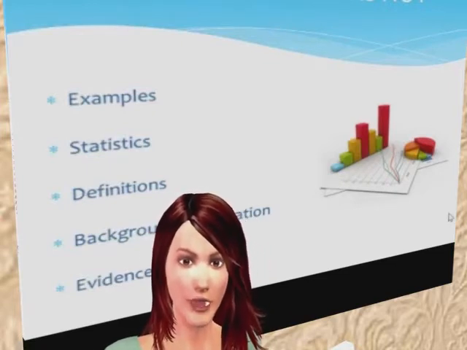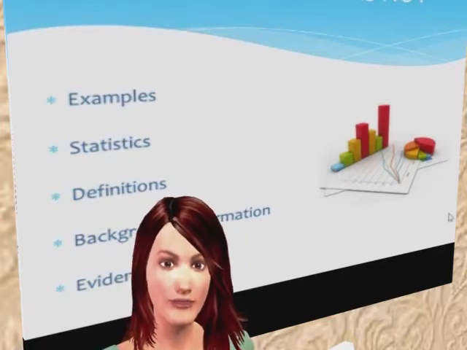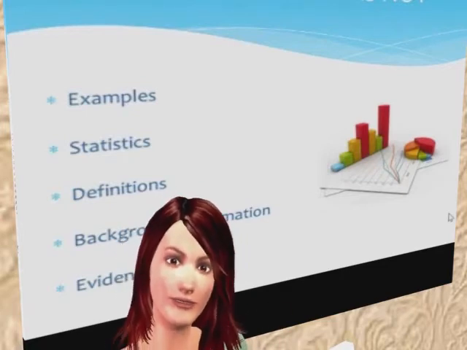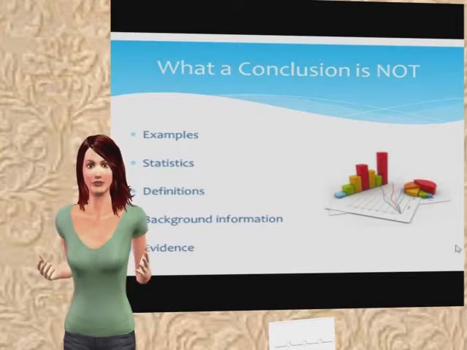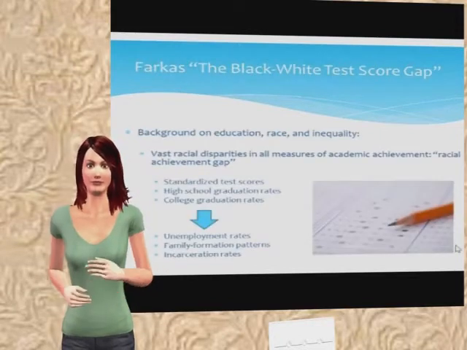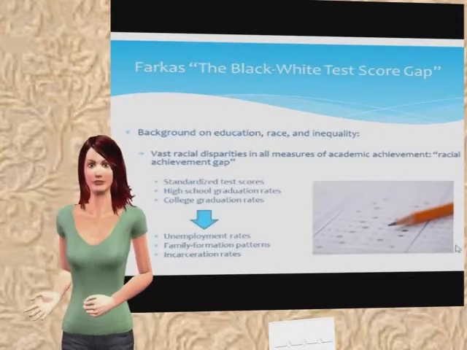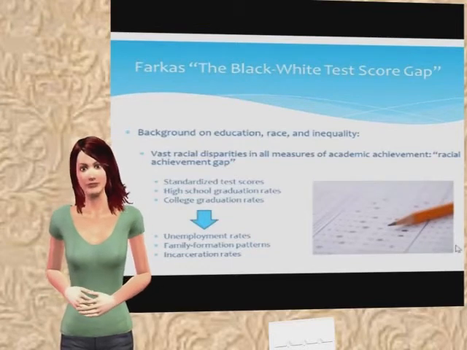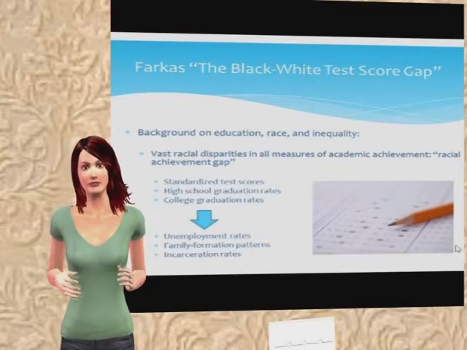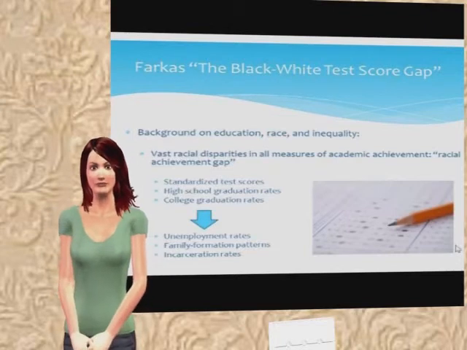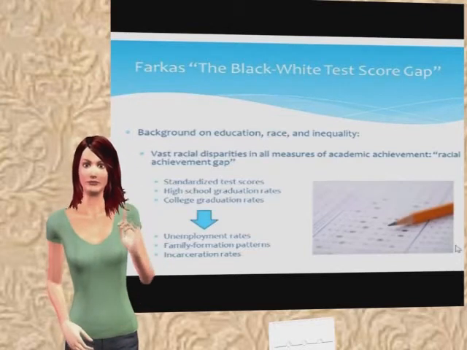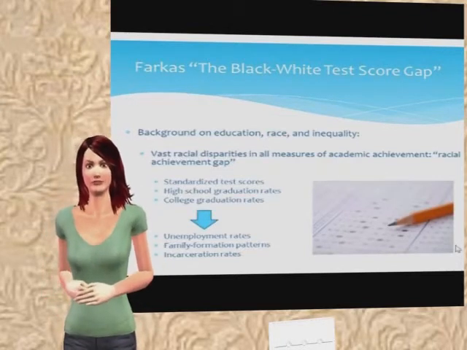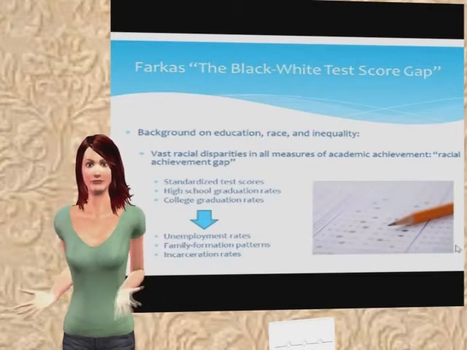So if you can identify something as falling in any of these categories, that's also a pretty big clue that it's not the author's main conclusion. So what I want us to do is take this critical thinking question, what is the issue and what is the conclusion? And I want us to apply it to the other reading for this week, Farkas's The Black-White Test Score Gap.